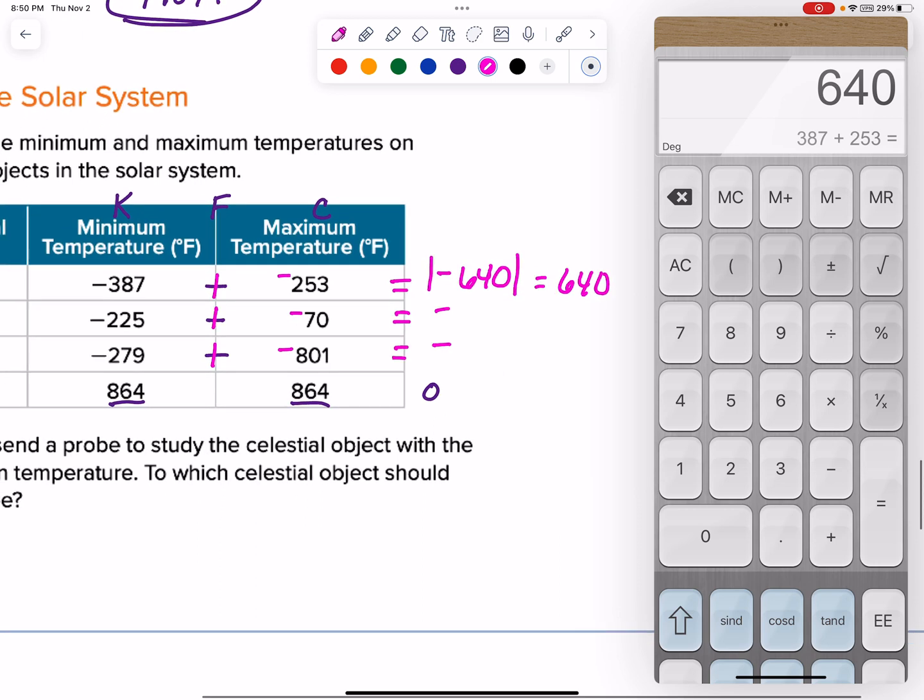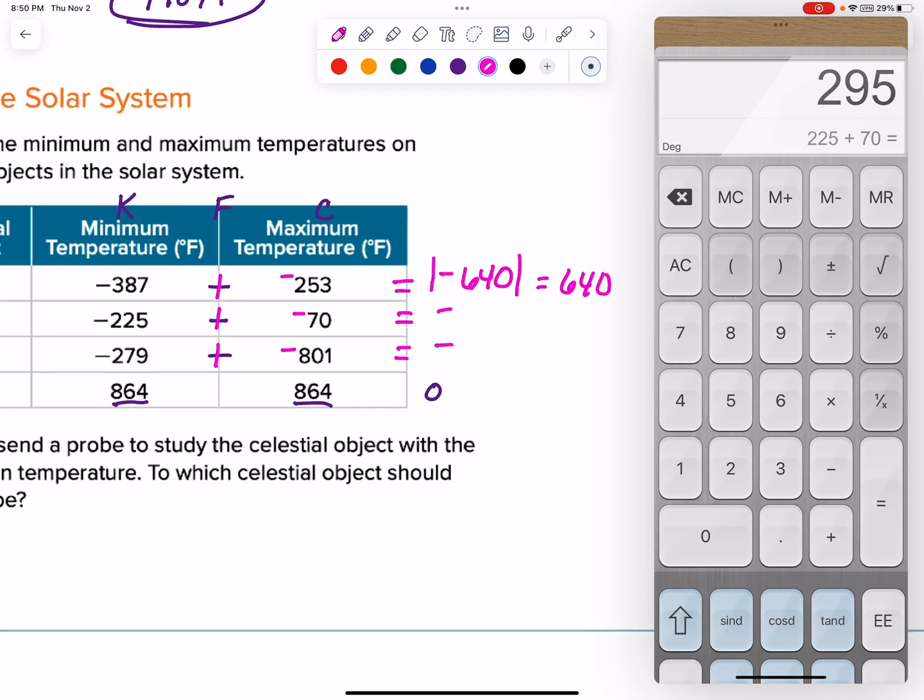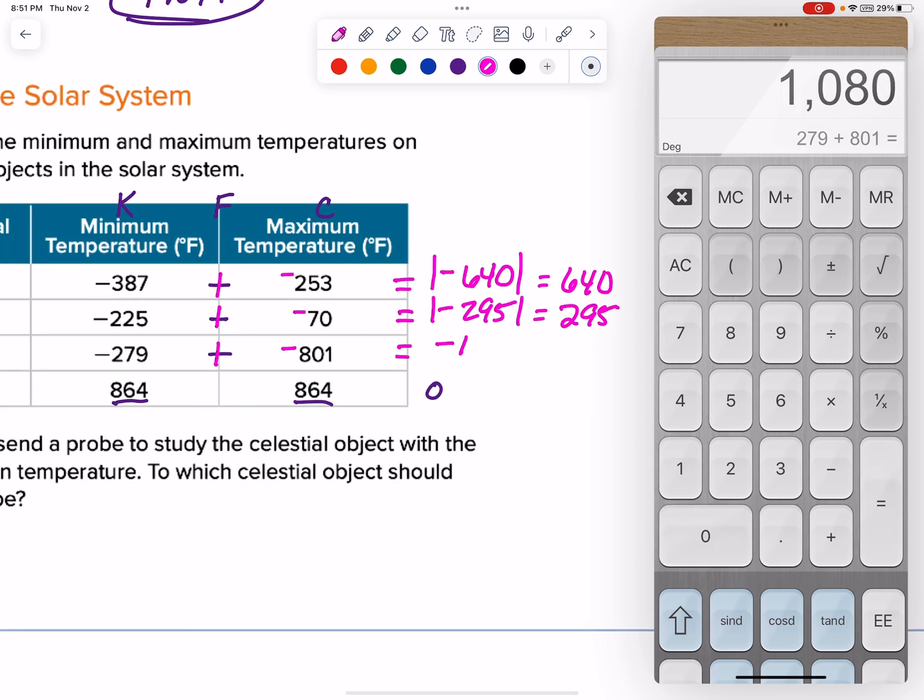Let's go ahead and do the next one. 225 plus 70. This difference is 295. It's technically negative, but when we're finding the range of integers, we're taking the absolute value. And then one more, 279 plus 801. It's negative, but we're doing the absolute value, so we have 1,080.